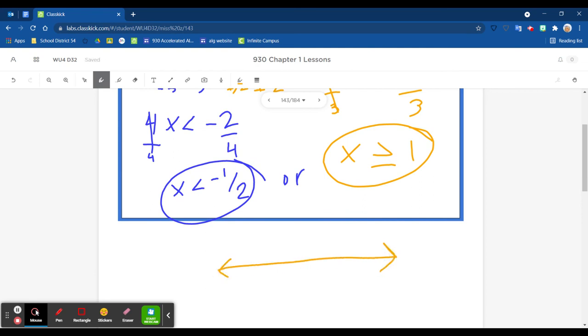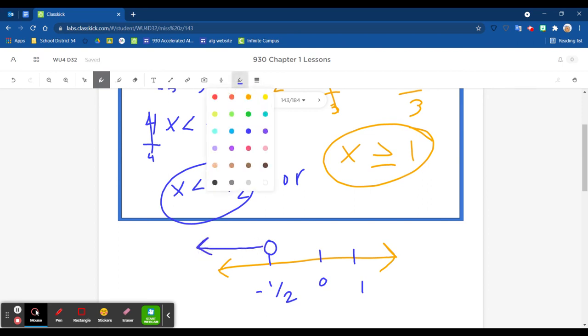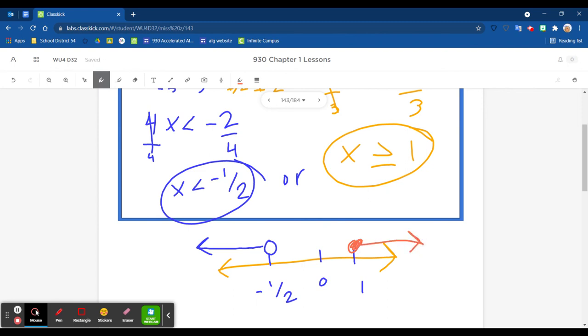Let's go ahead and draw our number line. We're going to have -1/2. We can put 0 in the middle and 1. Our -1/2 is going to be an open circle. X is less than -1/2, so the numbers would be to the left. X is greater than or equal to 1, we would have our closed circle. And since x is greater than, we would shade to the right. So we just solve them completely separate and graph them on the same number line.